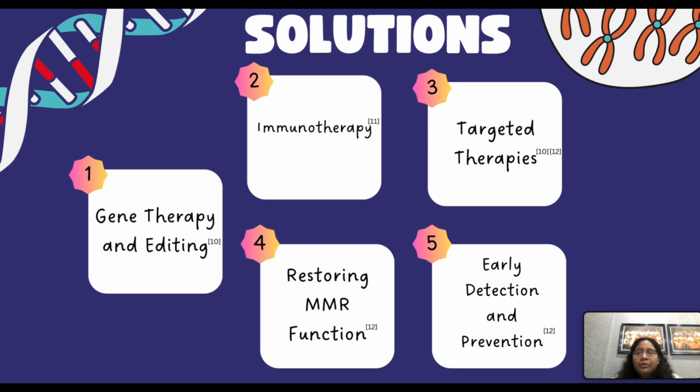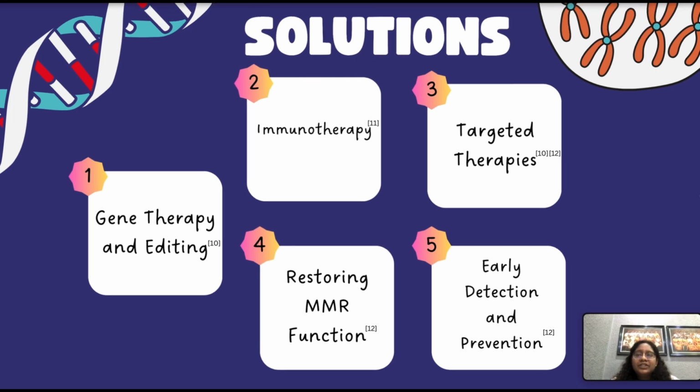We also have restoring MMR function, where epigenetic drugs that reverse gene silencing, such as DNA methylation inhibitors, could potentially restore the expression of silenced MMR genes, particularly in cases like Lynch syndrome, where epigenetic changes often inactivate MMR proteins. Finally, we have early detection and prevention. Genetic screening for Lynch syndrome, a condition linked to defective MMR, allows for preventive measures like increased cancer surveillance and early interventions. MSI testing and MMR protein immunohistochemistry are valuable tools for identifying MMR-deficient tumors, allowing for personalized treatment strategies.